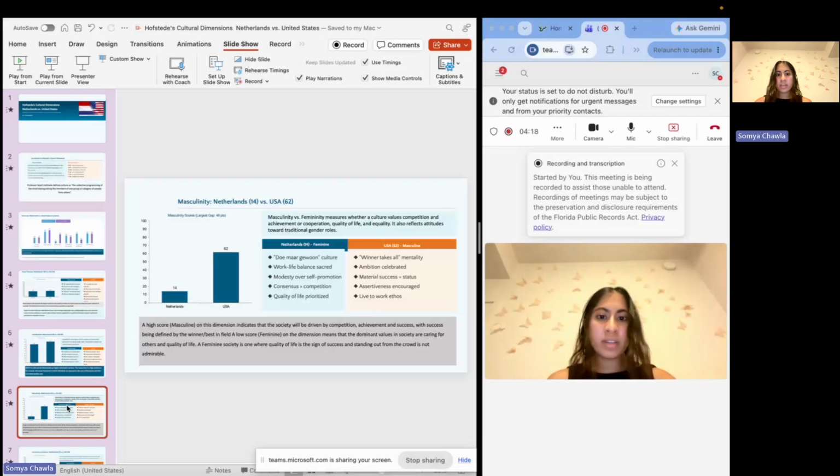Masculinity versus femininity. This dimension reflects one of the biggest differences between these two countries. The United States has a much higher masculinity score, meaning success, competition, achievement, and recognition are highly valued. The Netherlands, however, is considered one of the world's most feminine cultures. Dutch society places greater importance on cooperation, equality, quality of life, and maintaining a healthy work-life balance rather than competition. Co-workers and employees focus on working together to achieve the best outcome. During my internship, I would focus on collaboration instead of trying to stand out as an individual.